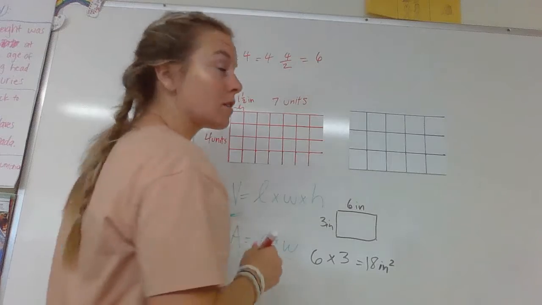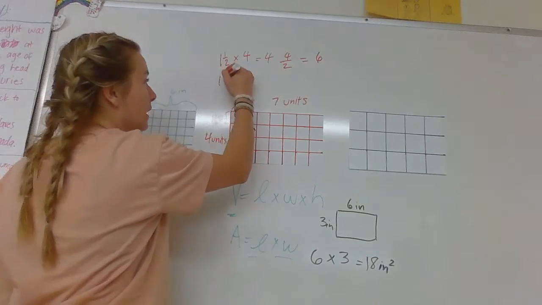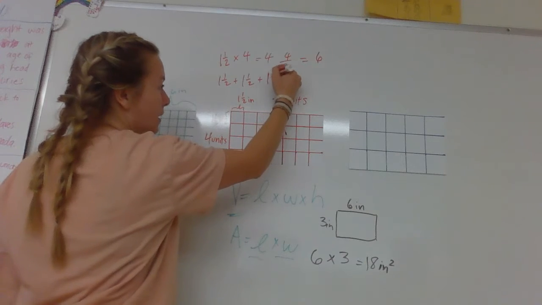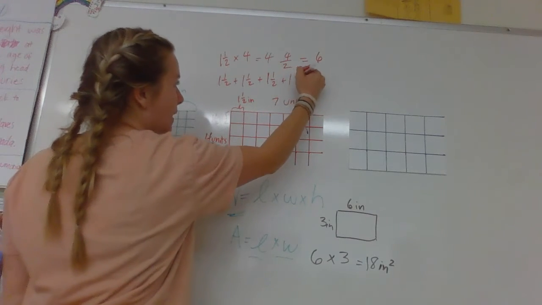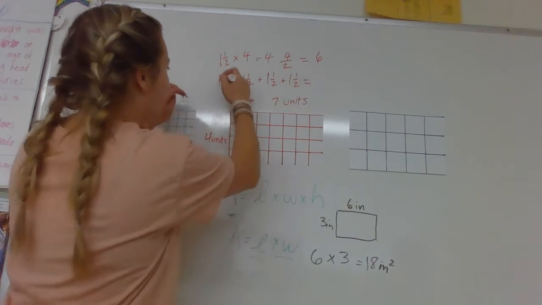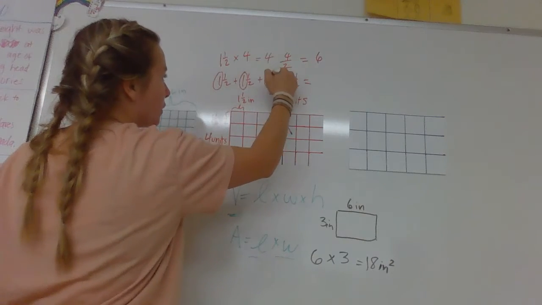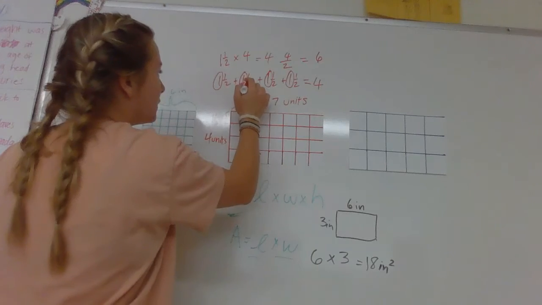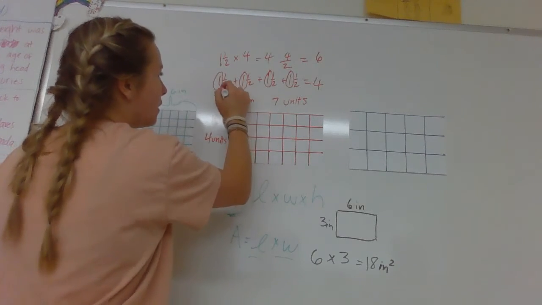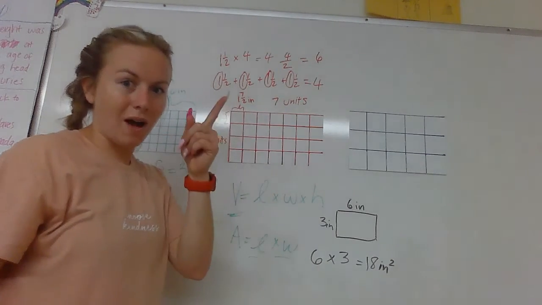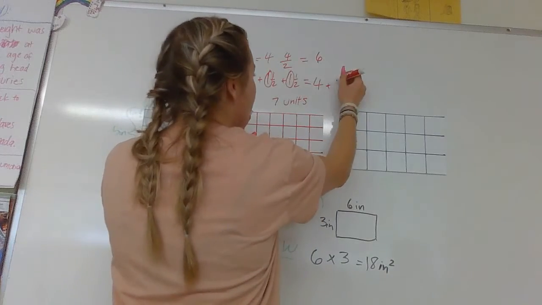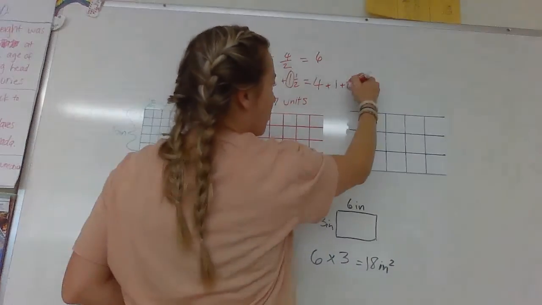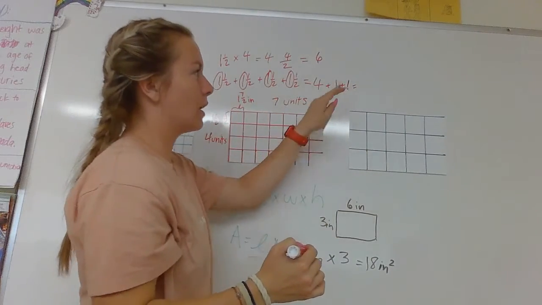Another way to do this, so that you can visually see it, is 1.5 plus 1.5 plus 1.5 plus 1.5. Equaling 1, 2, 3, 4. 4 plus 1, 2. So that's 1.5 plus 1.5 is 3. And then another 1/2 plus 1/2 is another 1. So that's 4 plus 1 plus 1.